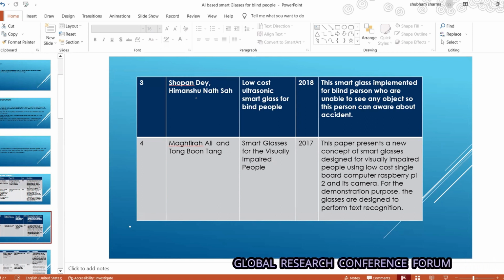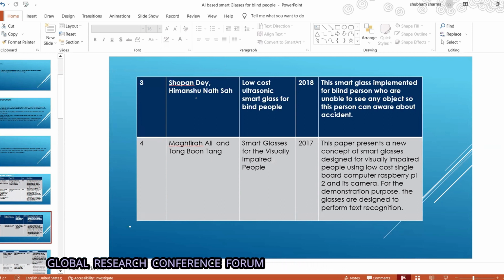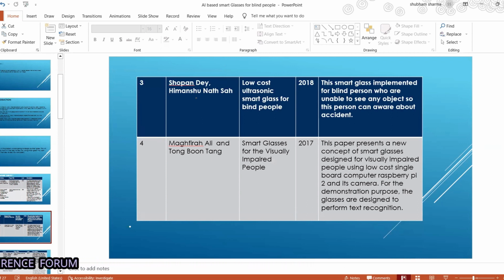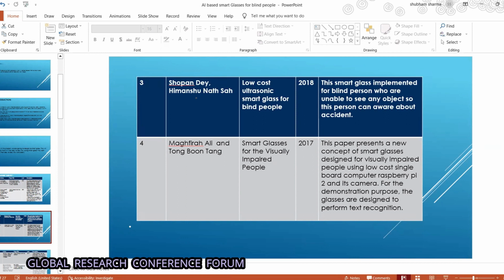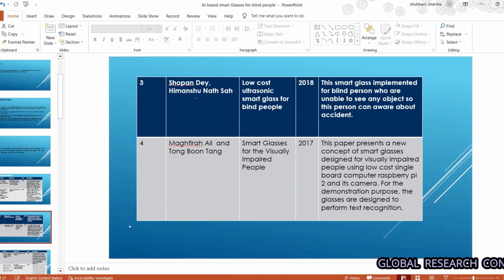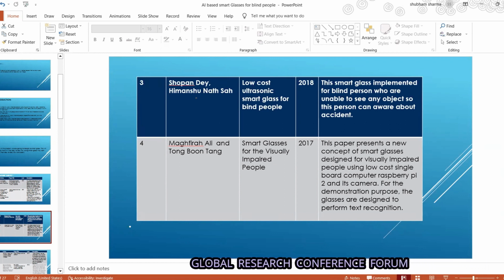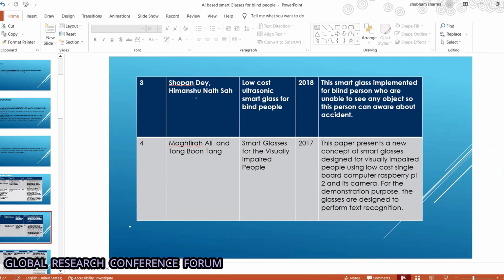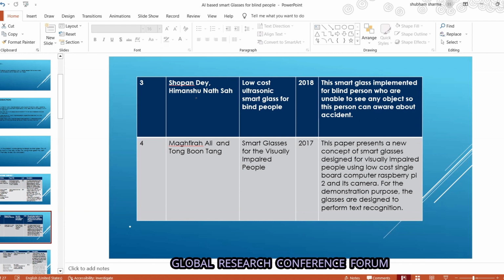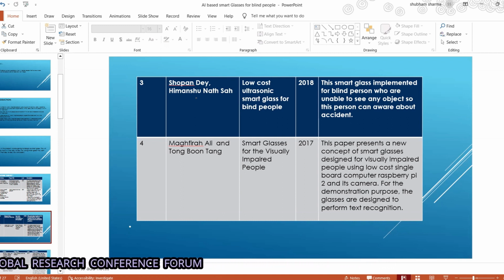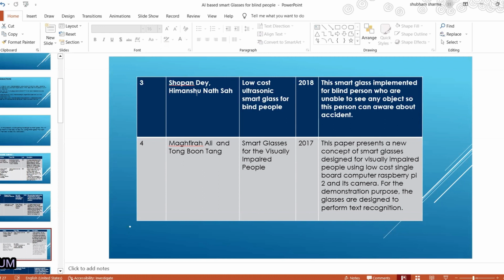This smart glass was implemented for a blind person who is unable to see any object, to help the person avoid accidents. The fourth one is Smart Glasses for Visually Impaired People. This was published in 2017. This paper presents a new concept of smart glasses designed for visually impaired people using a low-cost single-board computer, Raspberry Pi, and its camera. For demonstration purposes, the glasses are designed to perform text recognition.